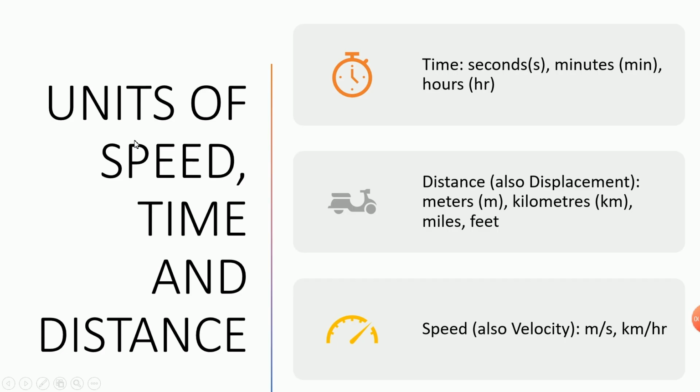Now, units of speed, time and distance. For time, we use seconds, minutes, hours. At the maximum we omit minutes; most probably it would be seconds and hours. As for distance, it would be meters (m), kilometers (km), miles, feet, whatever. And for speed, it is either of these two. There are some rare cases.